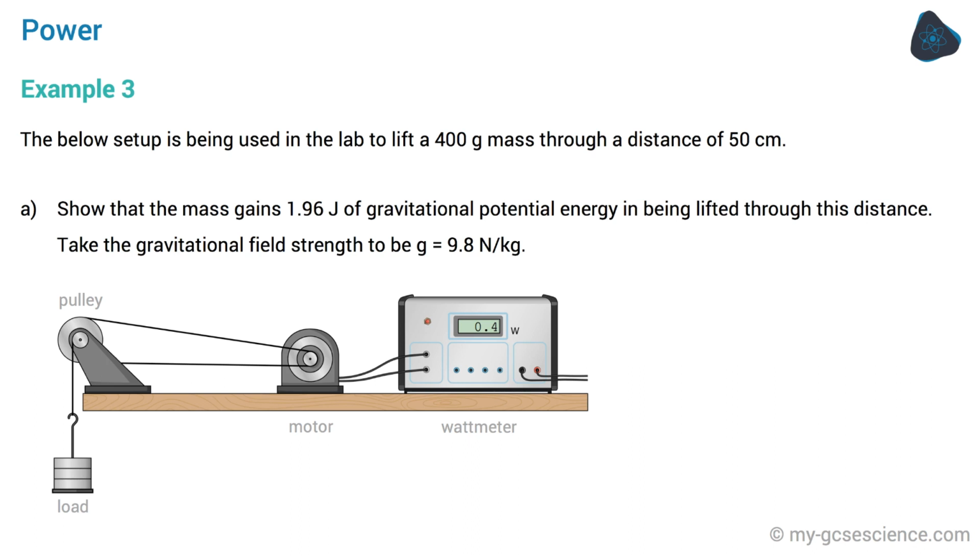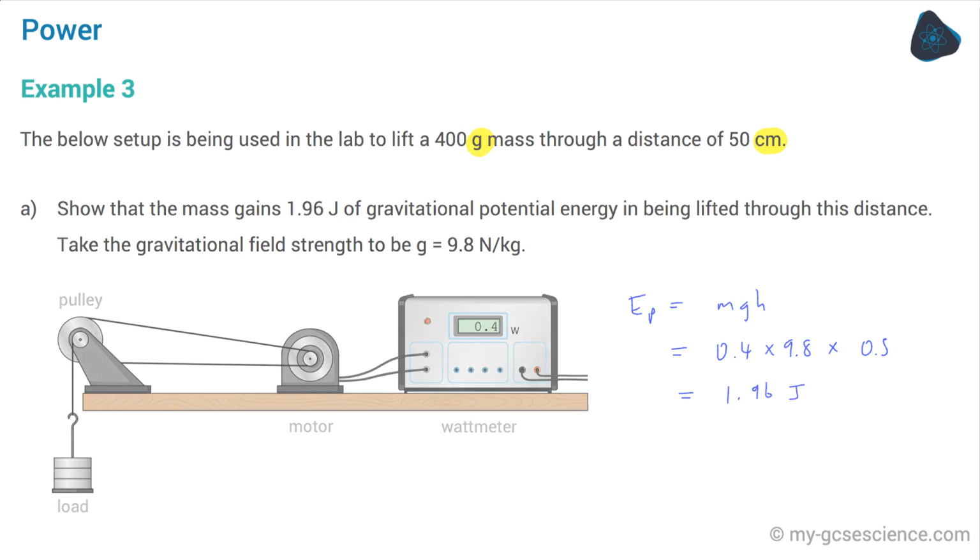The first part of example 3 is very similar. The only real difference here is that the mass is in grams this time, and the change in height is in centimeters. Again, using our equation for gravitational potential energy, we have EP equals mgh, and subbing in that becomes 0.4 kilograms times 9.8 times 0.5 meters to give an answer of 1.96 joules.